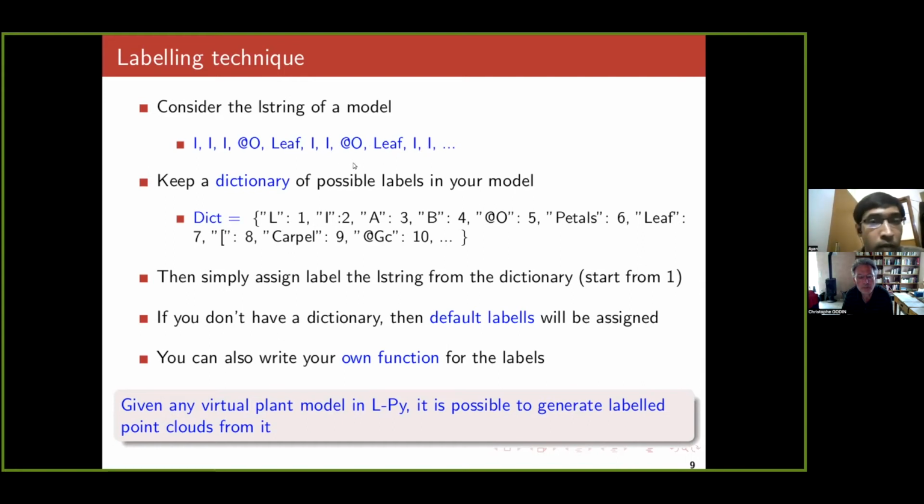Basically, we need to know what the L-strings of a model are. If you don't know the L-strings of a model, you print them and see what the L-string models are. So what are the unique L-strings here? I is there, O is there, and leaf is there. So you have 3 L-strings in this model, at least up to here.